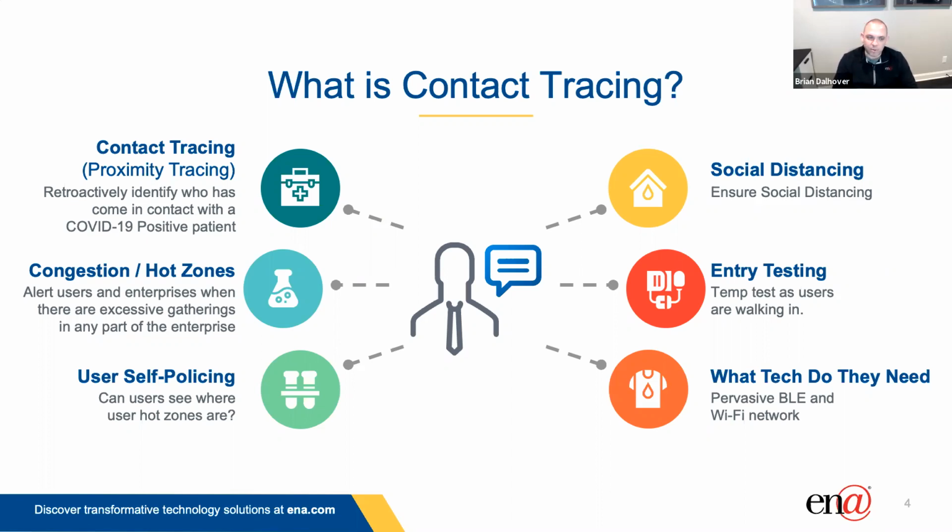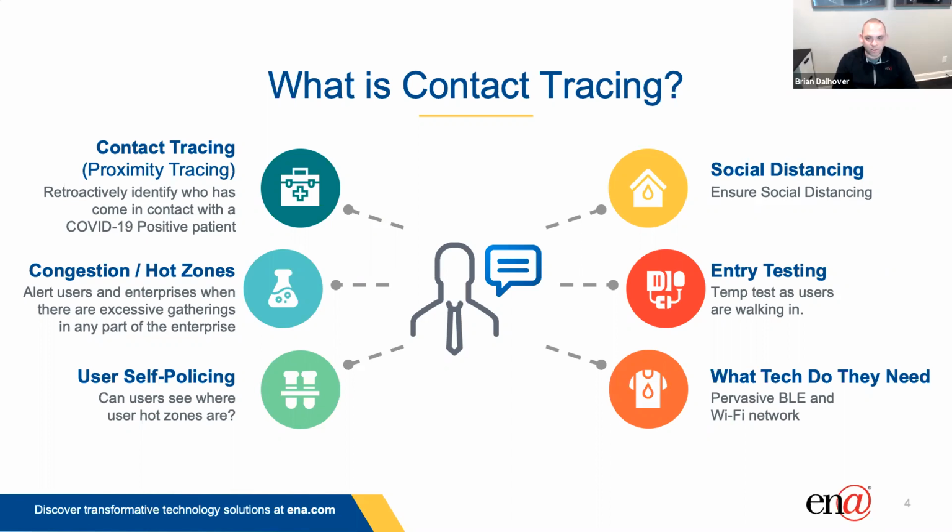You can also provide, similar to that, user self-policing. So if someone comes to your site and they're going to enter into an area that's already been identified as a hot zone, you can alert them and you can make it their choice whether they enter or not. So you can communicate that. And that really, jumping over to the right side here, helps support social distancing guidelines that you might have in place. You can also use contact tracing to validate entry testing. So you can see who was walking into the building, so you can make sure that you actually have temperature logs for all those different folks.